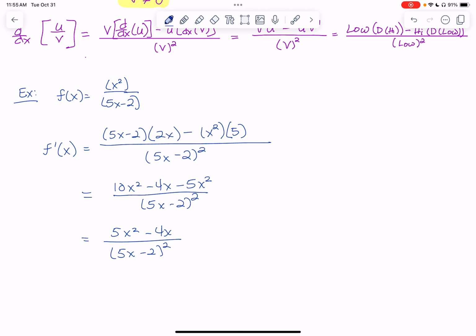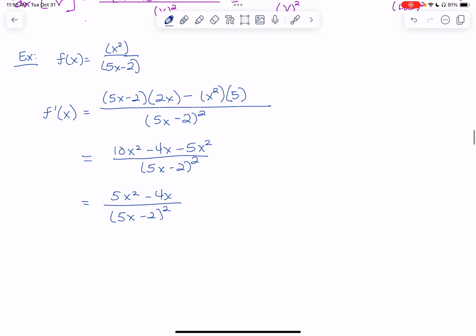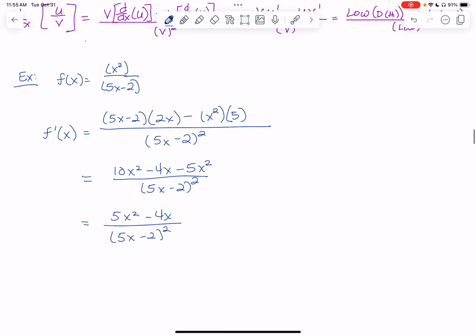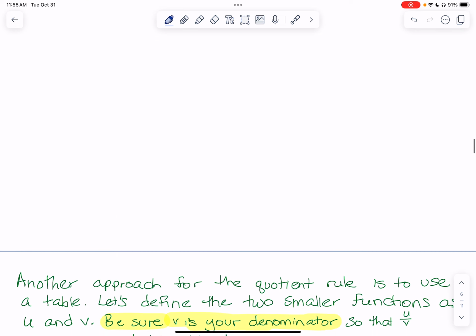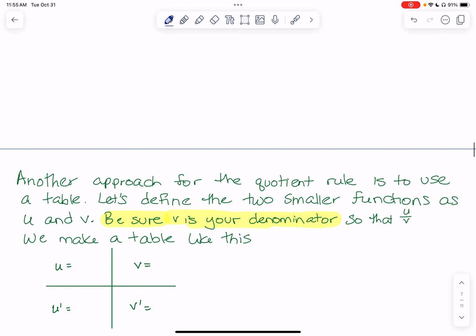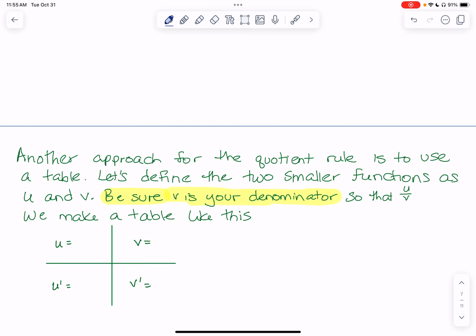However, if we want to look at something just a little bit different in the way of doing it, we can go back to making the x or the tables, the crosses, kind of like what I made with the product rule, and we're going to use that for the quotient rule. So another approach for the quotient rule is to use the table. Let's define the two smaller functions, u and v. They're functions of x. Make sure that v is in your denominator. That is critical. That's why it's highlighted there.